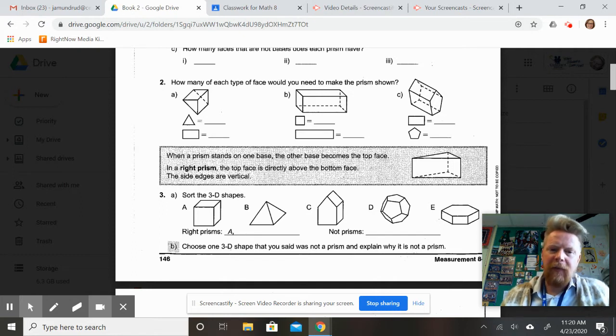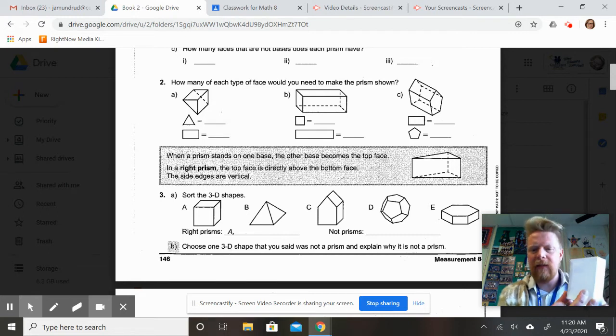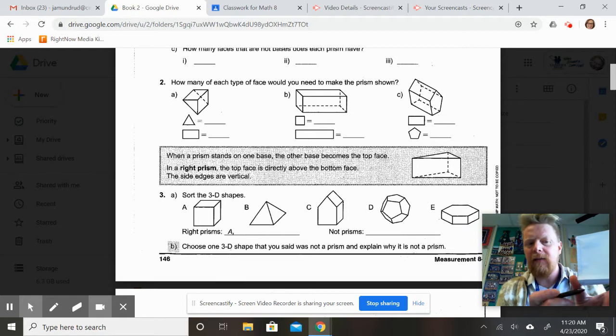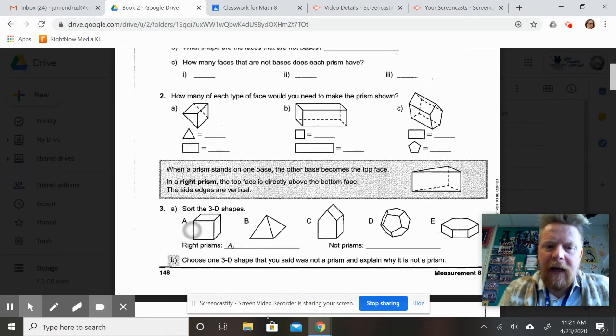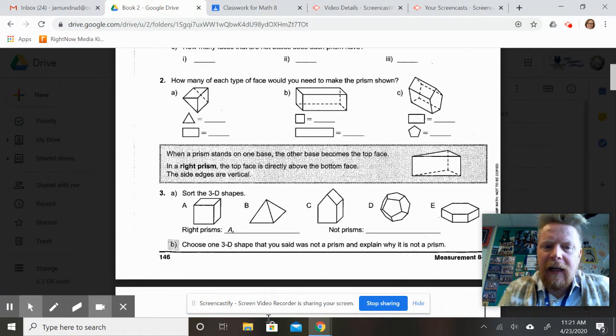We can use that to define whether, in question 3, some of those are actually right prisms. It's a right prism because this makes a right angle. So it's a 90-degree vertical prism. That's how I know if it's a right prism. Let's check out A. In A, that one's a right prism because I can see that it does make a right angle there. It's vertical.